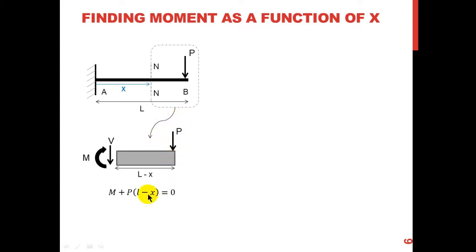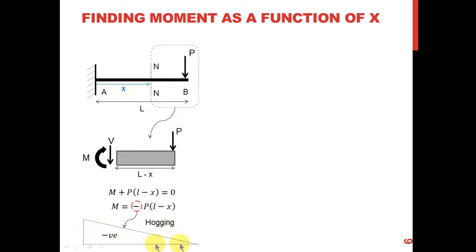It will generate a moment in the same direction as the internal moment, so it's going to be P times L minus X. I'm just taking the P times L minus X to the right side, and just to really simplify this, what I get is that if I apply a load here, I'm going to get a negative bending moment, right? I'm going to have a hogging bending moment.